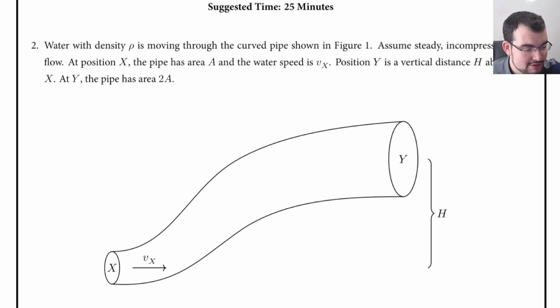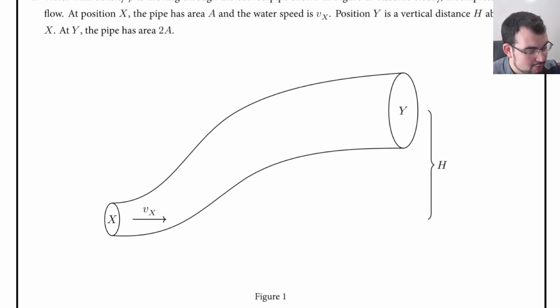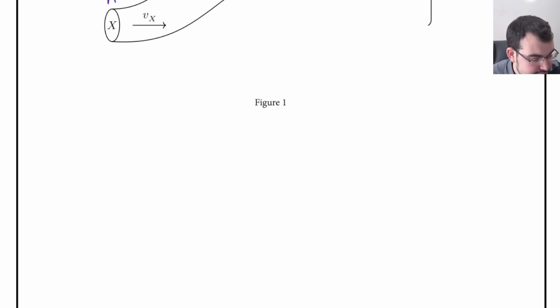At position X, the pipe has area A, and the water speed is Vx. Position Y is a vertical distance h above X. At Y, the pipe area has 2A. So this is A, this is 2A. And we see that Y is elevated relative to X. So that's how you know this is a Bernoulli problem, because you have these different things happening, right? The pipe is widening, the pipe is getting taller. So there's these sort of energy-related effects.